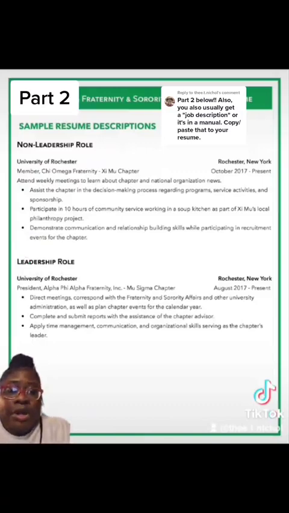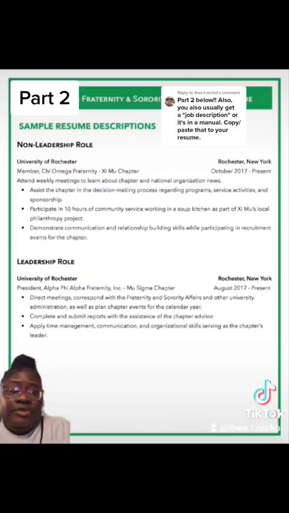So those bullets are direct meetings, correspond with the fraternity and sorority affairs and other university administration, as well as plan chapter events for the calendar year. Complete and submit reports with the assistance of the chapter advisor, apply time management, communication, and organizational skills as the chapter's leader. Presidents tend to do a lot more than that too, so you could always add those things down.